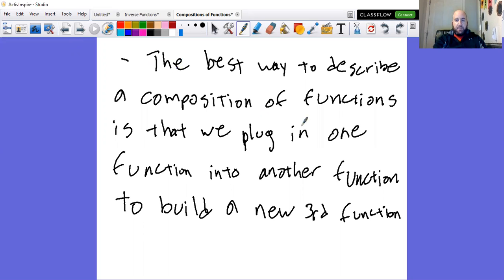The best way to describe a composition of functions is that we plug in one function into another function to build a third function. So we're taking one function and plugging it into the second one. We're not adding two functions, we're not adding this function plus this function, and we're not multiplying them by each other. So it's not f of x plus g of x. It's not adding and it's not multiplying, because those would be different. Again, the example y'all see in a minute.